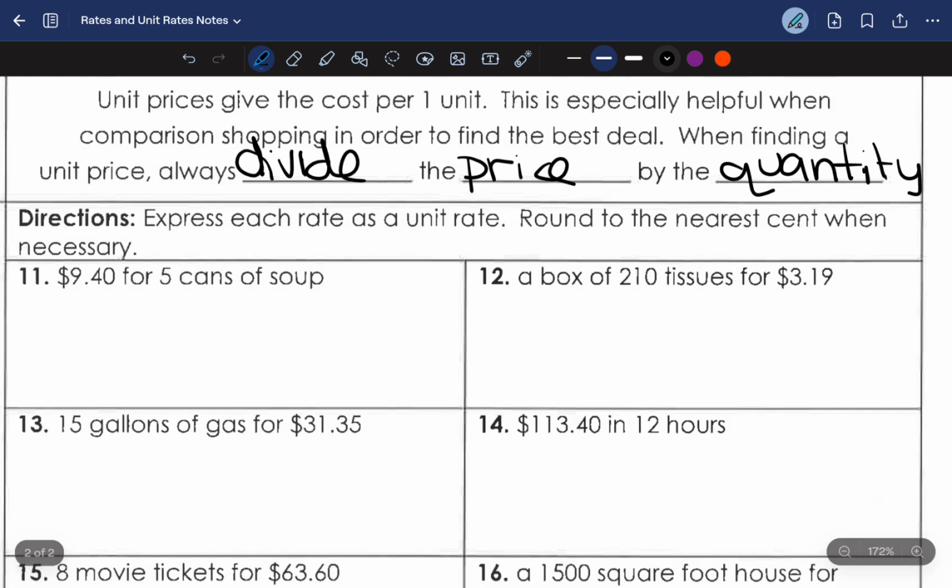So the directions say to express each rate as a unit rate. So we're going to have to write the rate first and then divide and we'll get our unit rate. And then it says to round to the nearest cent when necessary. So cent is 2 places after the decimal.